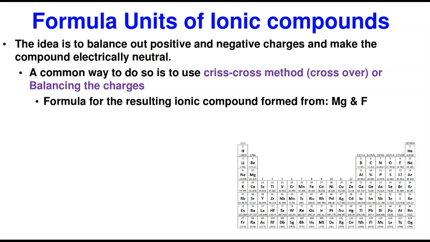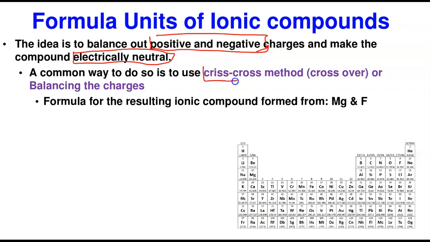The next thing we need to talk about is how do we write the formula unit of an ionic compound? Writing the formula unit has a simple basic idea: to balance out the positive and the negative charges. They have to balance out to become zero, electrically neutral. Whenever a compound is formed, it is electrically neutral, unless it is a charged entity. So the number of positive charges must cancel the number of negative charges to become equal to zero. And there are many ways we can do this.